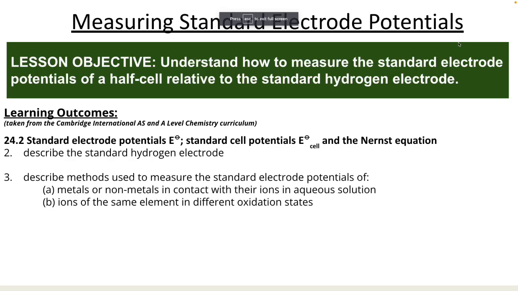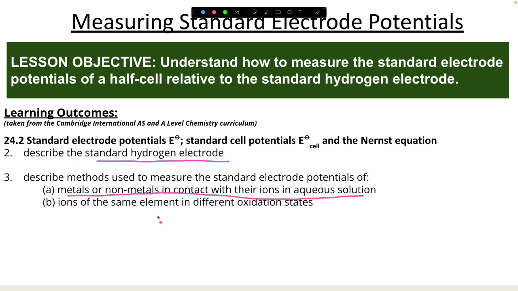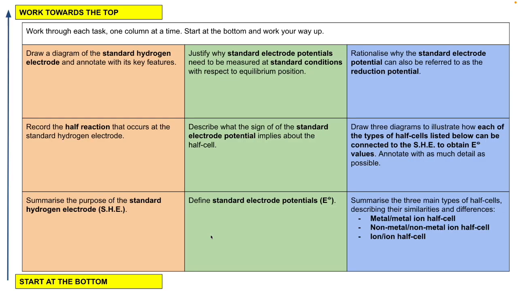What have we done today? We described the standard hydrogen electrode, and we have described methods to use to measure the standard electrode potential of metal or non-metals in contact with their ions in aqueous state, and ions of the same element in different oxidation states. Task as always, if you want a little bit of consolidation, you want to practice, you can pause there, work through those, and that concludes our look at measuring standard electrode potentials.